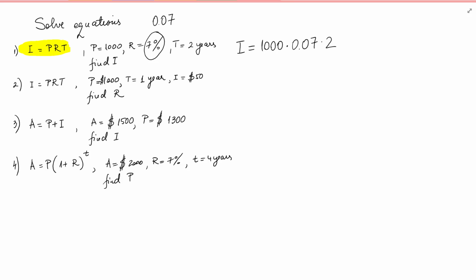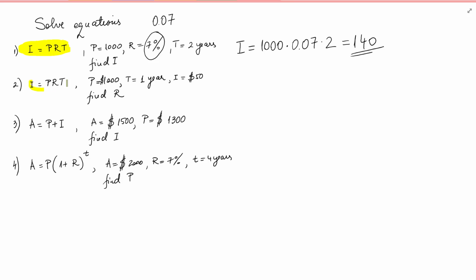So this is an equation where I have everything on the right side. We just put it in the calculator and compute 1000 times 0.07 times 2, and we get 140. So we solved our first equation.